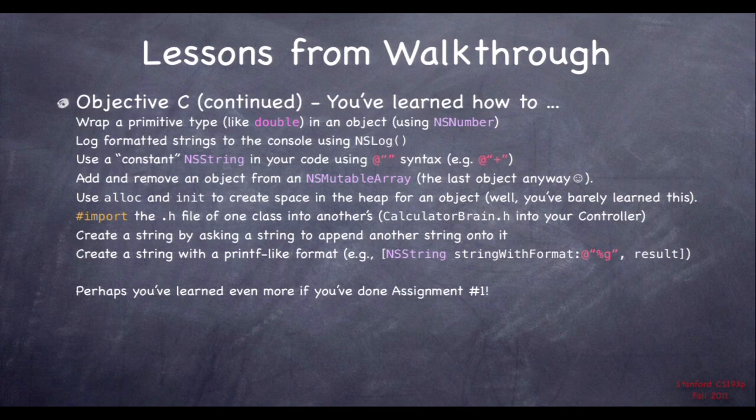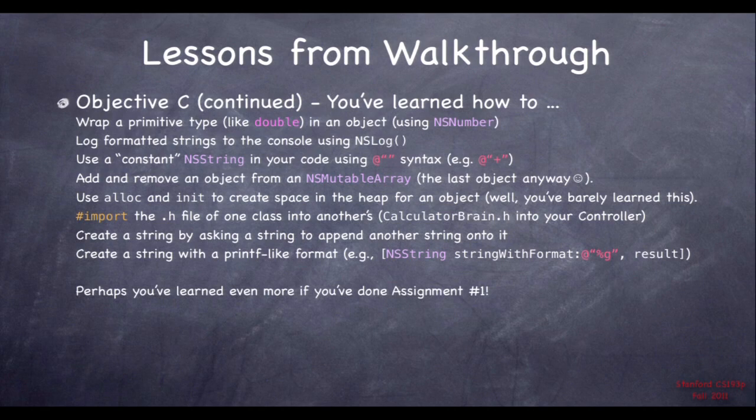Creating a constant string using the @ sign quotes. Don't forget that @ sign. Luckily, the compiler will usually give you a warning if you use quotes with no @ sign, because that'll be a char star, and there's almost nothing in the API that uses a char star, so the compiler's going to be able to warn you. You learned a little bit of how to add and remove an object from a mutable array. You only removed the last object, but we'll show more about mutable arrays today, hopefully if we get to that. If not, certainly on Thursday.